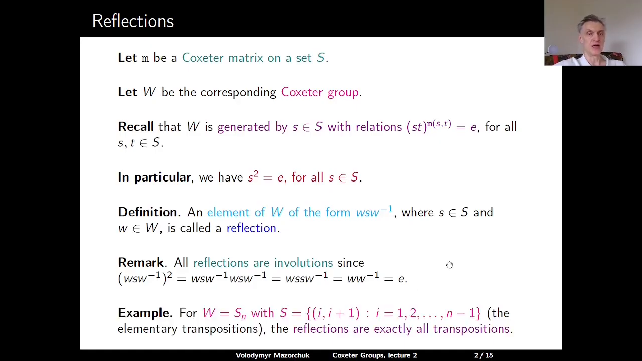So for example, one of the examples of a Coxeter group was the symmetric group S_n, where the generators are the elementary transpositions, the transpositions which swap i and i plus 1 for all i between 1 and n minus 1. So these are the generators of this Coxeter group, and the conjugates of elementary transpositions are exactly all transpositions. So the reflections in the symmetric group considered as a Coxeter group are all transpositions.